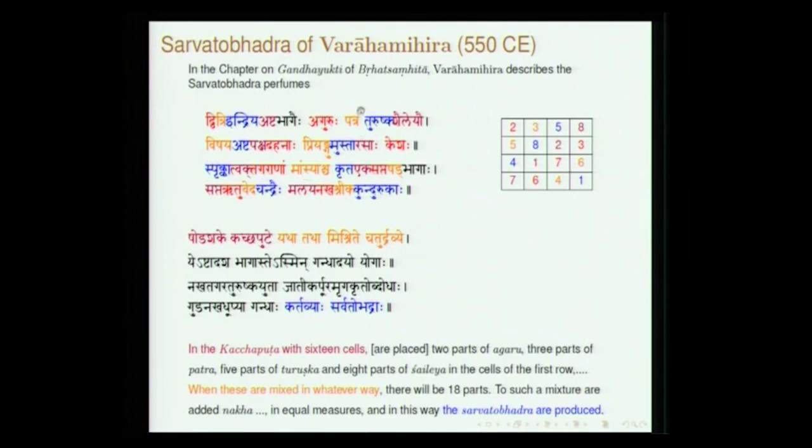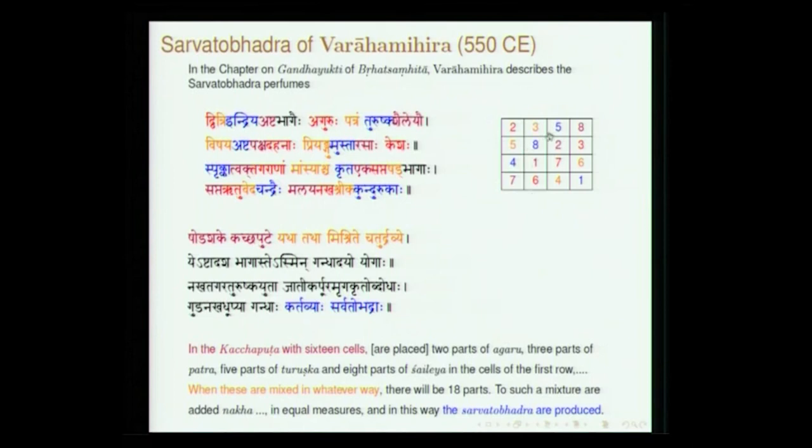So in the set of 2 verses you have 8 quarters, half of them numbers and half of them elements, so 16 elements have been listed here. That is why he is calling it Shodashake Kachapute. It is a sort of magic square wherein 16 cells are there. Yatha tatha mishrite chaturdravye: as you want, you can mix them. This is a Chaturbhadra, a very interesting magic square.